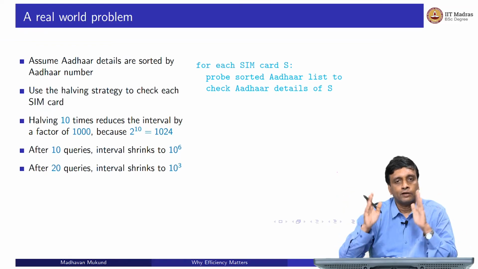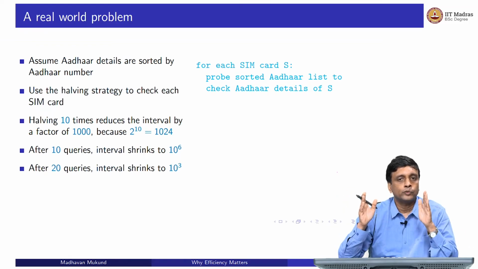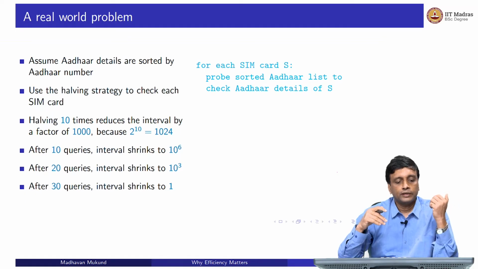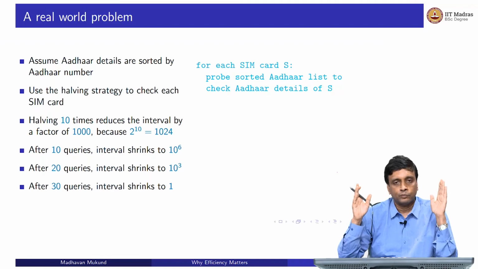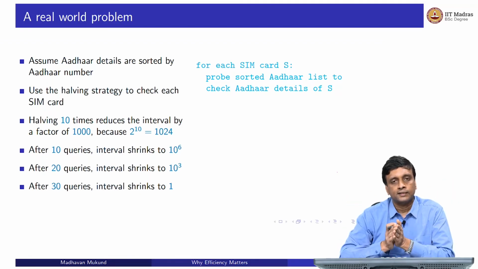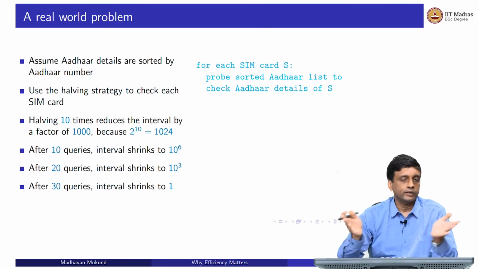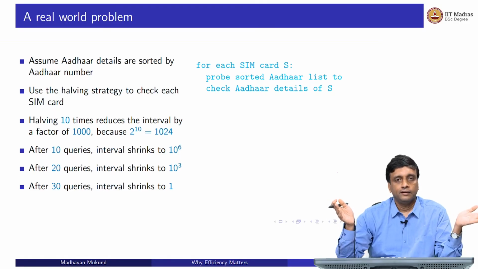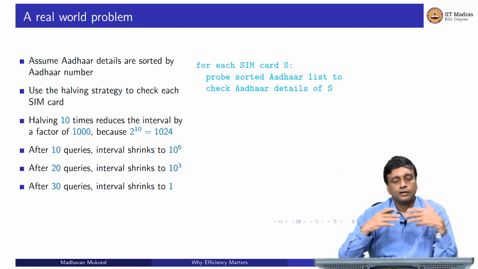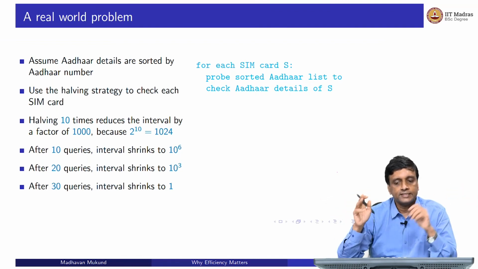From 1 million I now have a range of 1000 after 10 more queries, and in 10 more queries I will narrow down to 1, because 1000 by 1000 is 1, right. So after 10 queries I had 1 million, after 20 queries I had 1000, after 30 queries I have narrowed it down to a single card: either this is the Aadhaar card I want to check, or this is not the Aadhaar card, there is no Aadhaar card of my SIM card in this, right. So in 30 queries I have completed the search for each SIM card.